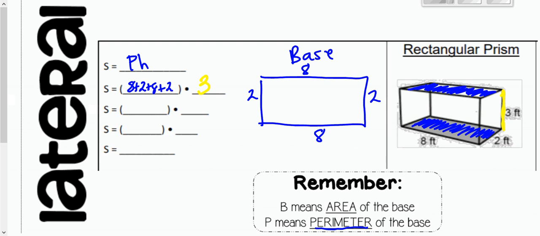Okay, so now just doing each piece at a time. Now I could go ahead and type all this in my calculator together, or I can go ahead and break some pieces together. 8 plus 2 is 10, and then 8 plus 2 is 10 again. So this is going to be 10 plus 10 times 3, or I can do 20 times 3. So the lateral surface area of my prism is 60.